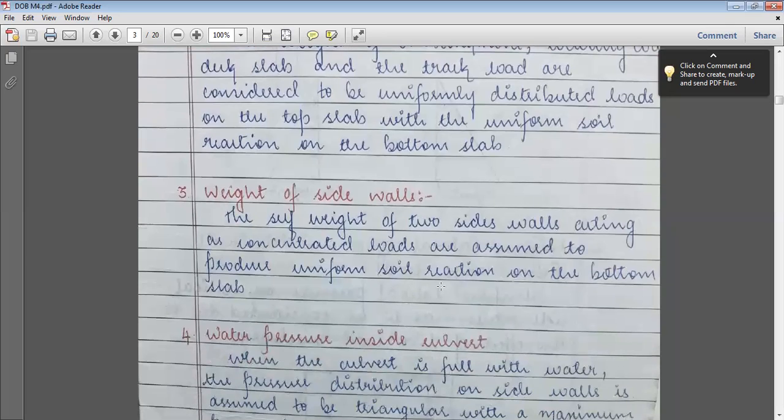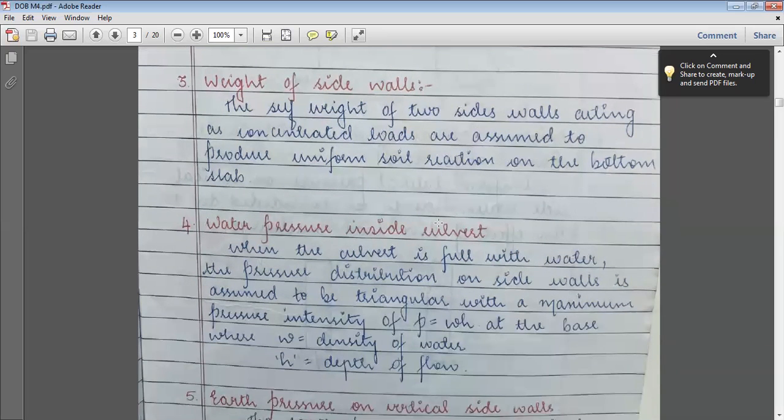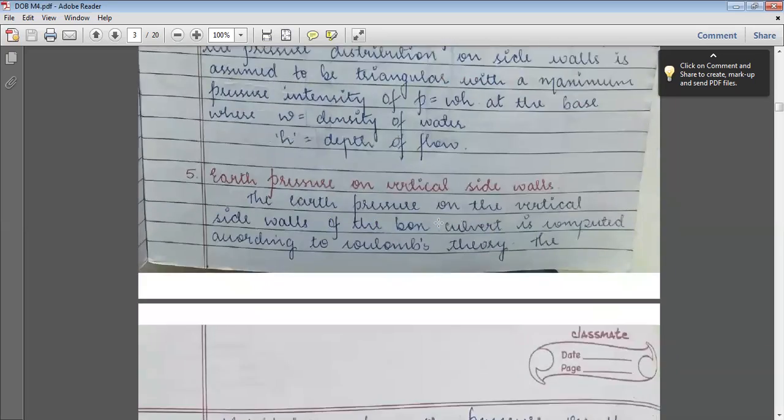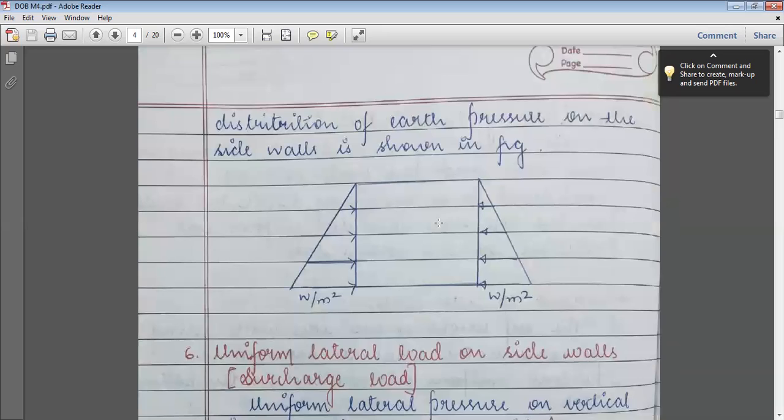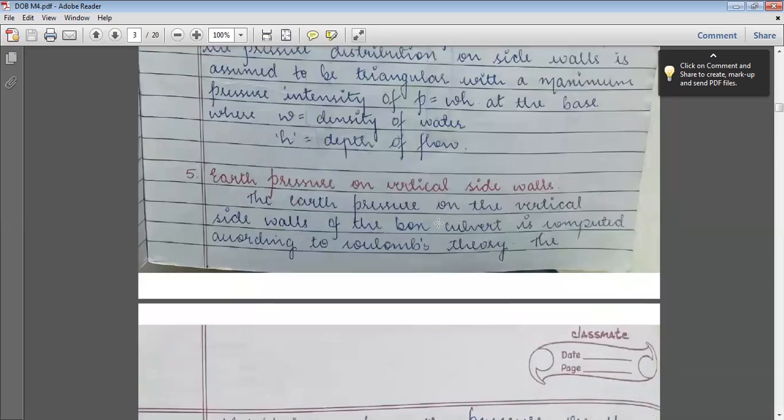Next, you have weight of side walls. After the horizontal top slab, you have two side walls on both the sides of the box culvert. The self weight of two side walls acting as concentrated loads are assumed to produce uniform soil reaction on the bottom slab. Take a box, on both the vertical walls, show those vertical walls as concentrated loads which are acting on the bottom slab, that is, which are acting on the soil.